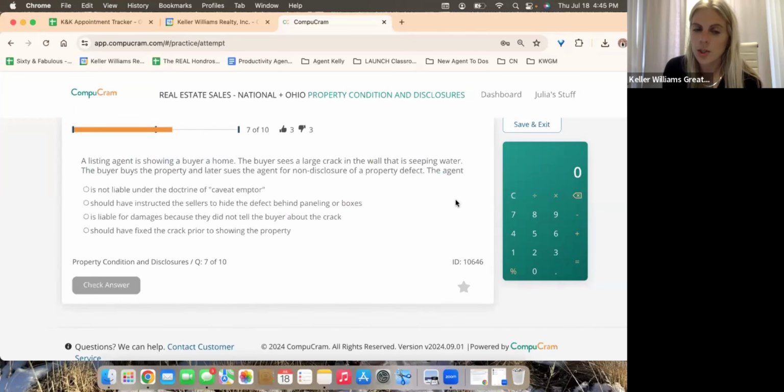A listing agent is showing a buyer a home. The buyer sees a large crack in the wall that is seeping water. The buyer buys the property and later sues the agent for non-disclosure of a property defect. The agent: A, is not liable under the doctrine of caveat emptor. B, should have instructed the sellers to hide the defect behind paneling or boxes. C, is liable for damages because they did not tell the buyer about the crack. Or D, should have fixed the crack prior to showing the property.